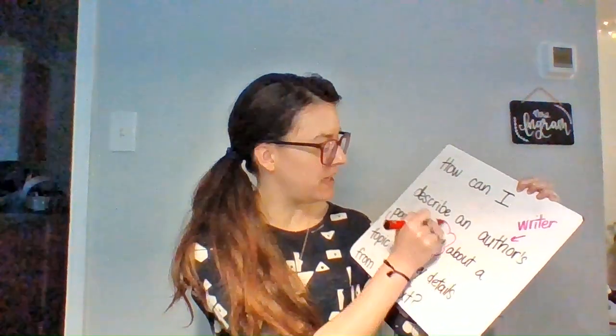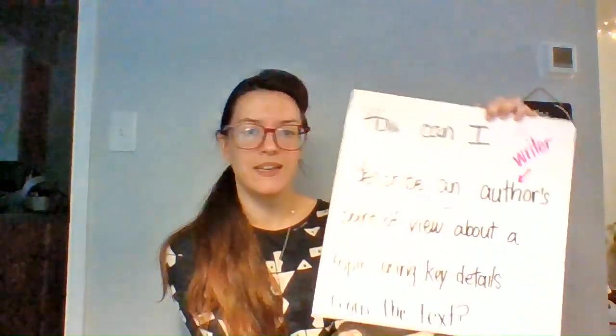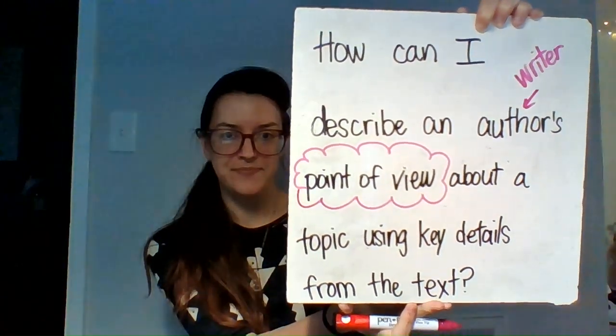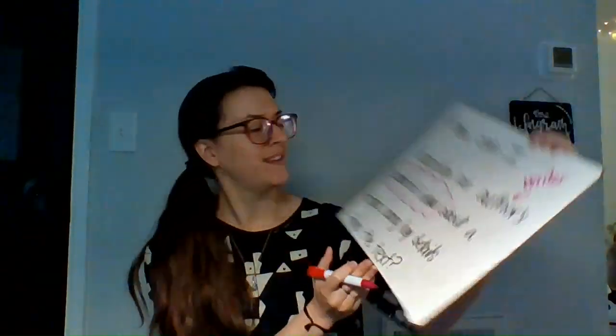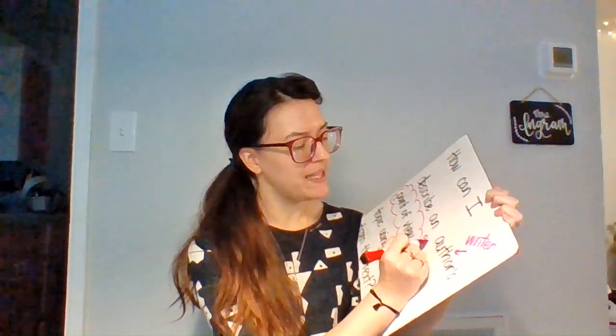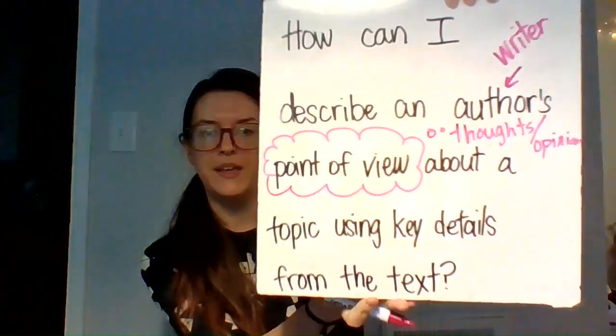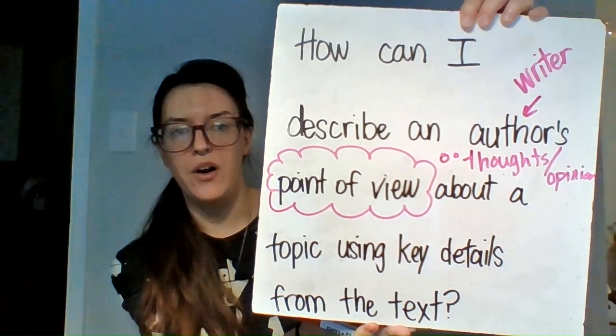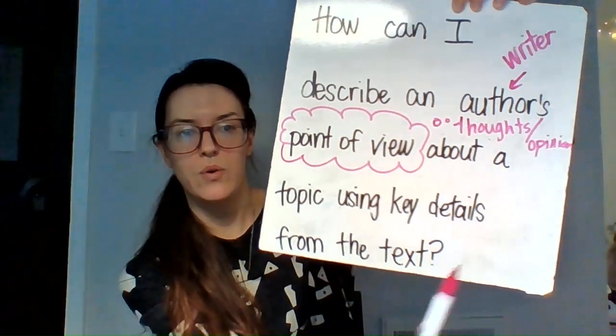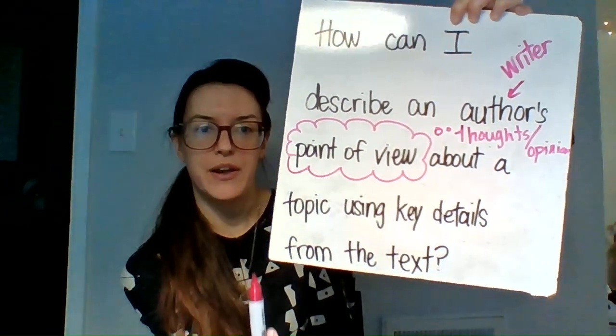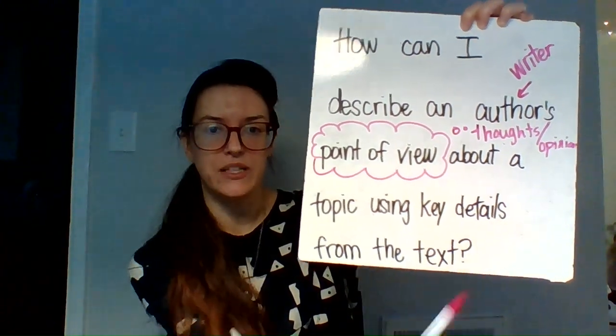Now remind me, what is a point of view? That's right, a point of view is what they think. It's what they believe. It's their opinion. So I'm going to write thoughts, opinions. So how can I describe an author, what the writer thinks, or their opinions, what they're feeling about a topic using key details from the text?